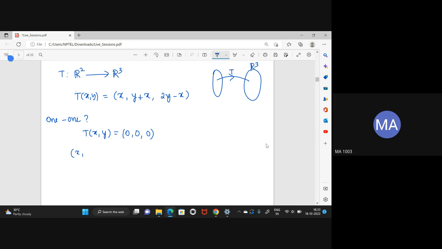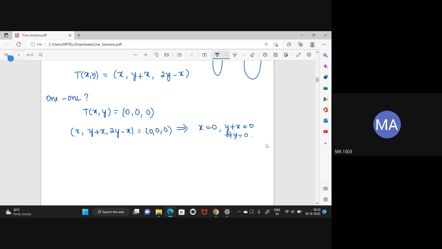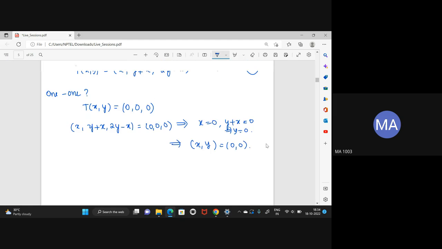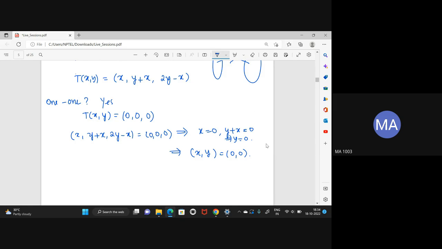So I'll get x comma y plus x comma 2y minus x is equal to 0, 0, 0. So what do we get from here? x is equal to 0. y plus x is equal to 0, so y is also 0. And then the last condition is not needed. We already got x is equal to 0, y is equal to 0. So you did get x comma y is equal to 0 comma 0. So is this map 1 to 1? Yes. We started with T of v is equal to 0 and we ended up with v is equal to 0. So it is a 1 to 1 map.